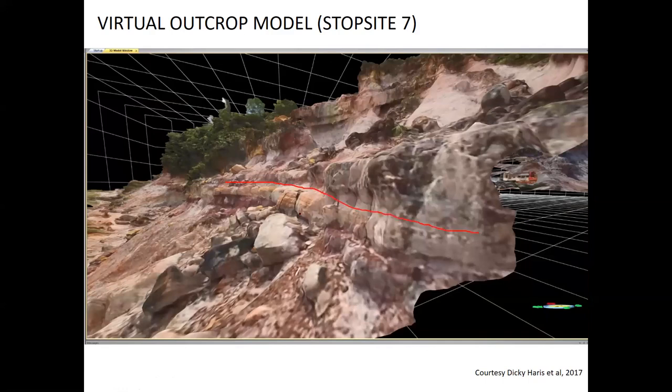Showing the lateral accretion from north to the south, so basically from left to the right. Again, due to the nature of the meandering, it's actively switching directions.